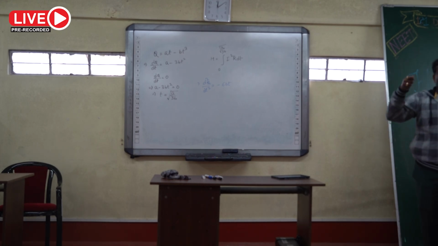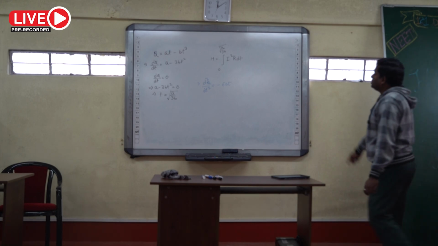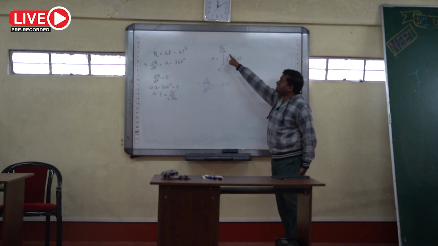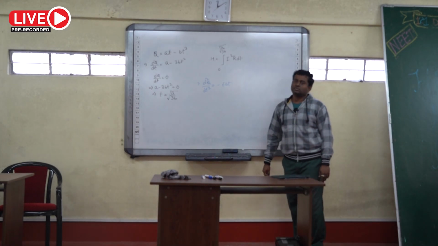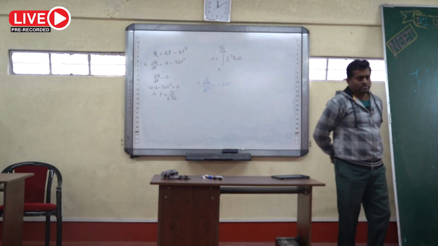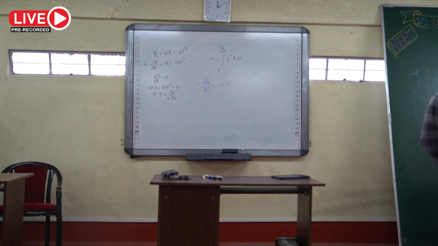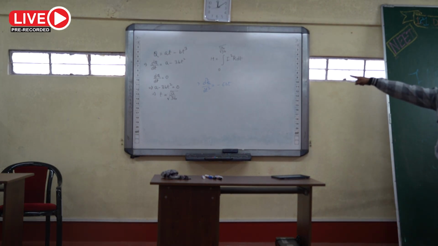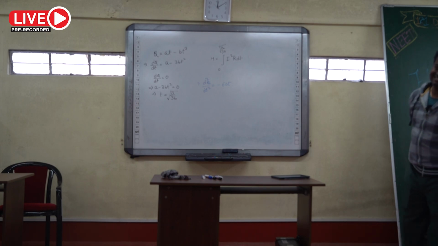So during that time, you have to calculate the heat developed across the resistor. So integral of I square R dt from 0 to root A by 3B, that you have to calculate. I is already calculated, that is dq/dt, I = A minus 3Bt square. You have to substitute that, square it, and then calculate. Long calculation.